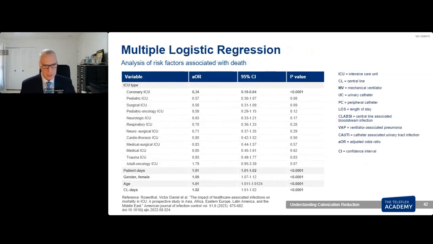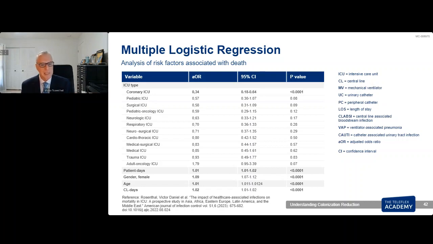The logistic regression. The idea was to identify why people die. What we identify is that at the coronary ICU, we found the lowest risk of mortality. When you have one odds ratio and the result is below 1, 0 point something, it is because this is protective. That's why if the odds ratio of coronary is 0.34, it is because the mortality there is low. But if you see at the end of ICUs, you see adult oncology 1.79 is meaning that there the risk is higher because it's above 1.